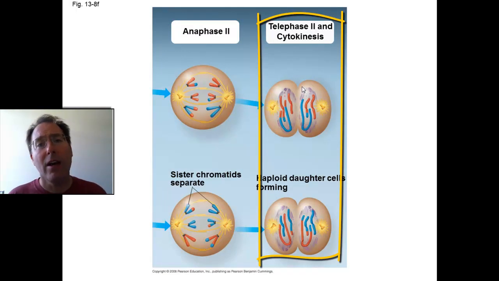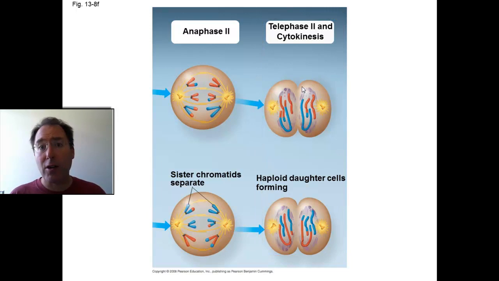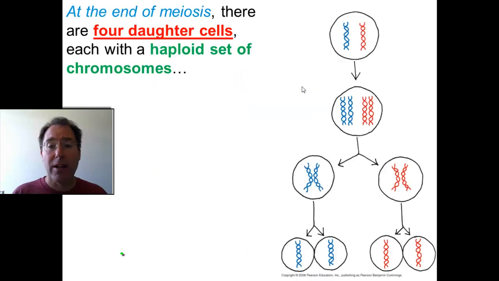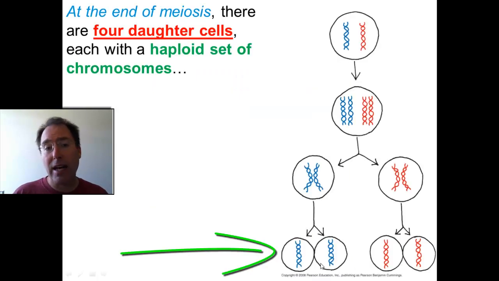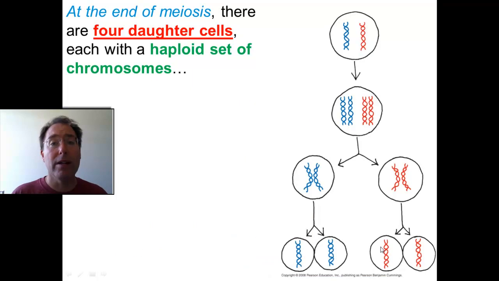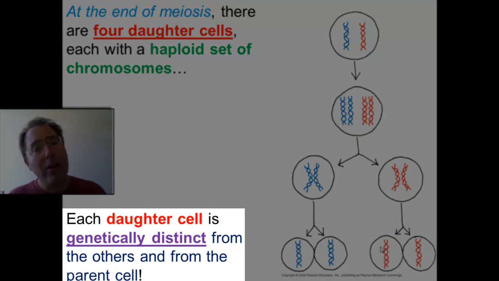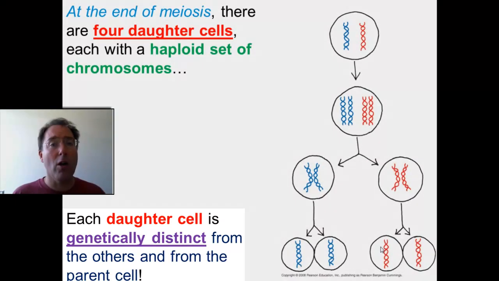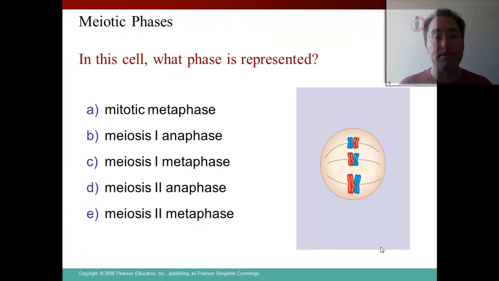But the point is that 4 gametes are created, and then in each gamete there's just a haploid set of chromosomes. There's 4 daughter cells here. Another point to make is that each daughter cell is distinct from each other and the parent cell. There's been this mixing up of the DNA through crossing over and through independent assortment on the metaphase plate in meiosis 1, and therefore none of the DNA in any of the daughter cells are exactly the same.